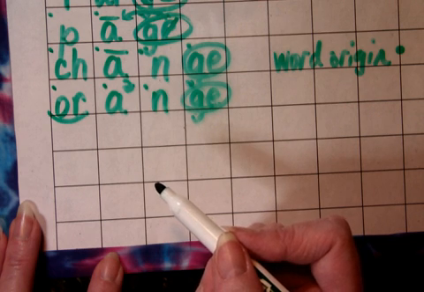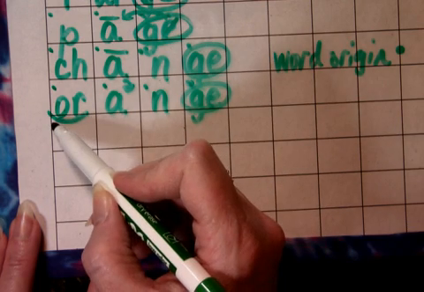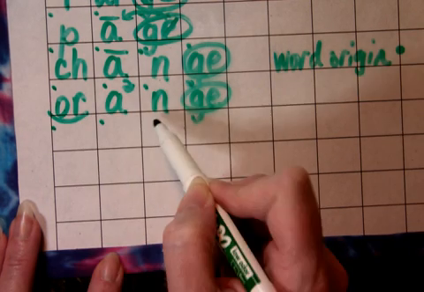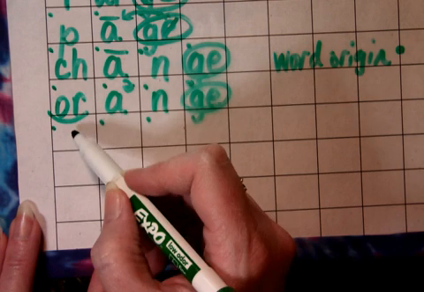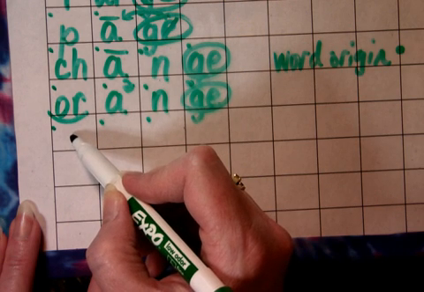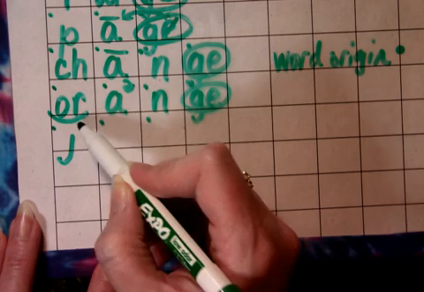The next word is judge. Sound it out. J. J. The first sound is J. At the beginning of the word, most of the time it's going to be a J.